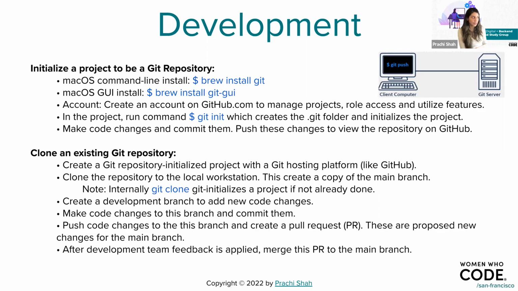Cloning an existing repository: if you already have a Git repository, let's say you want to learn Python and someone on GitHub has already created a project where they teach Python hands-on, you can always download their code, which is Git enabled, and learn it by yourself. So in that situation, the project is initialized with a Git hosting platform like GitHub.